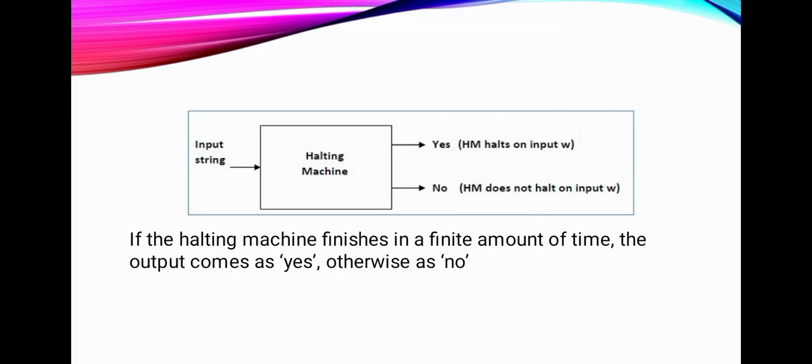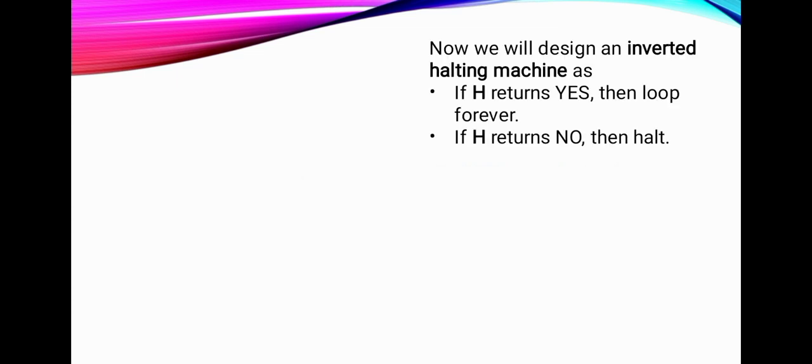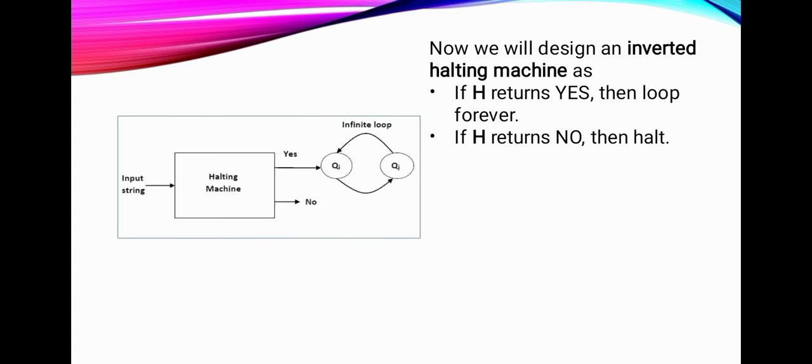Yes means the halting machine halts on input W and no means the halting machine does not halt on input W. So it's just taking an inversion of the halting machine. These are the conditions for that. If H returns yes, then loop forever. If H returns no, then halt. So the diagram for the inverted halting machine is this.